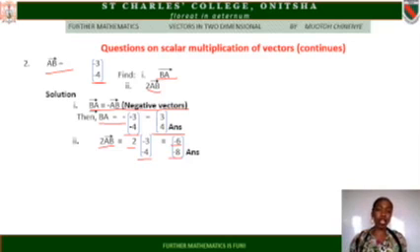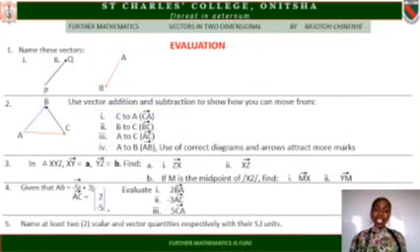Then we go to another example. We have finally come to the end of this lesson. Then answer the following questions and submit to me. Number 1 is, look at the direction of that vector and name it. 2, also look at the direction and name that particular vector. Then in number 2, you are given a triangle with their respective directions. Use addition and subtraction to show how you can move from 1, C to E, 2, B to C, 3, A to C, and 4, A to B. Use diagrams. When you use diagrams correctly, it attracts more marks.